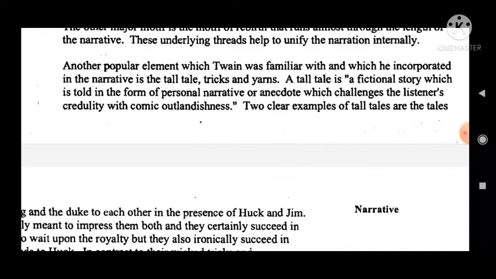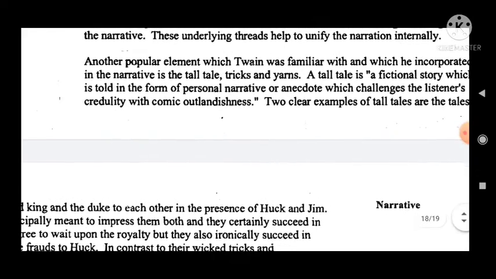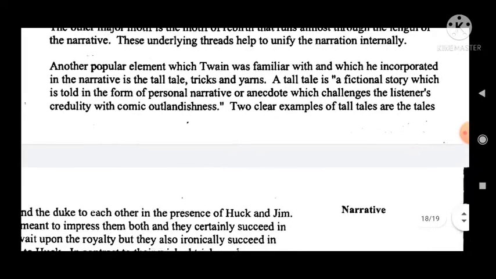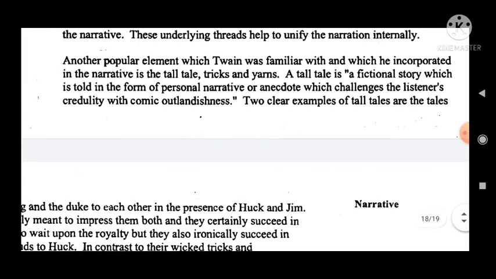Another popular element which Twain was familiar with, which he incorporated in the narrative, is the tall tale, tricks and yarns. A tall tale is a fictional story which is told in the form of personal narrative or anecdote which challenges the listener's credulity with comic outlandishness.